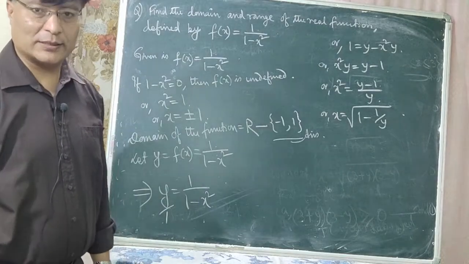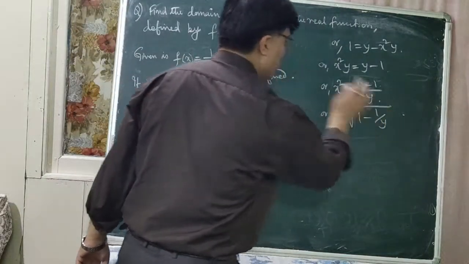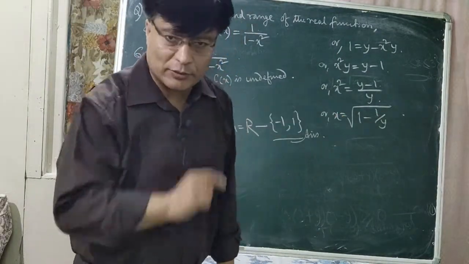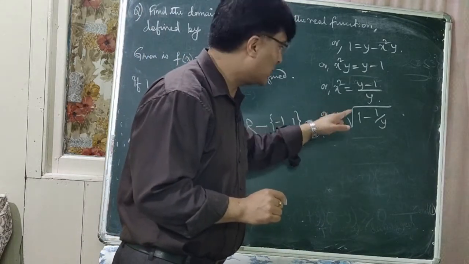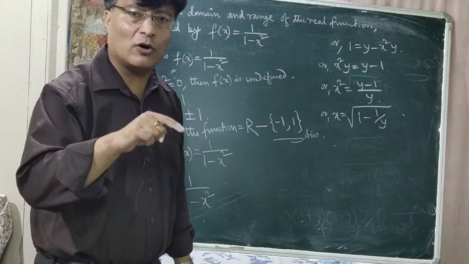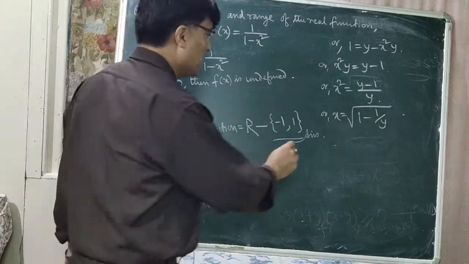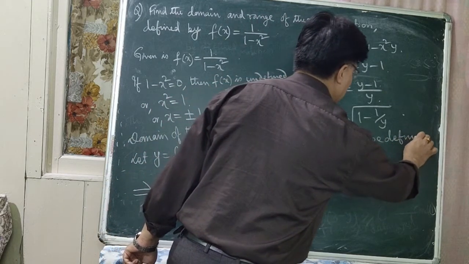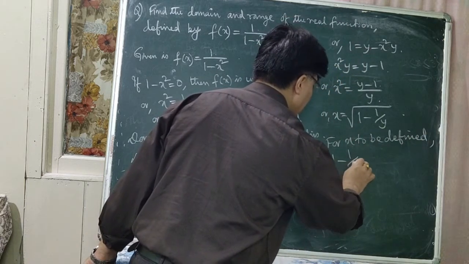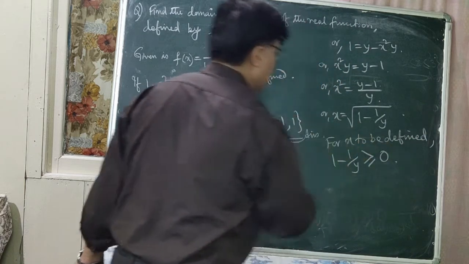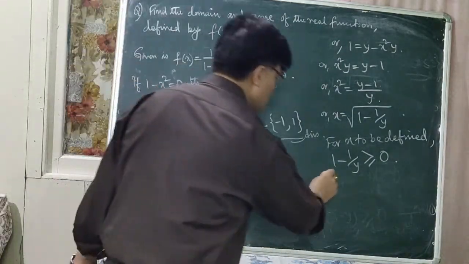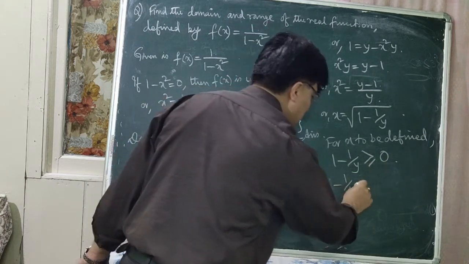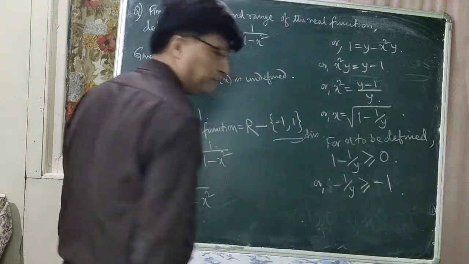So I think you have understood it. So this is square root of a number. For x to be defined, it should be square root of positive number including 0. For x to be defined, the expression within square root should be 0 or more than 0, or it should be positive. So here you write, for x to be defined, 1 minus 1 upon y should be greater than or equal to 0. Is that clear? So, or 1 minus 1 upon y, this 1, take it to the right hand side, minus 1 upon y greater than or equal to minus 1.